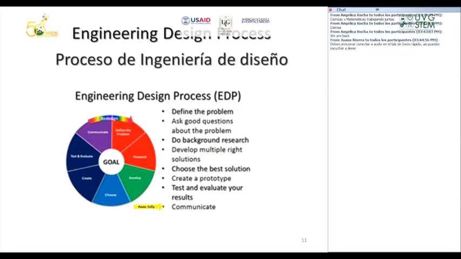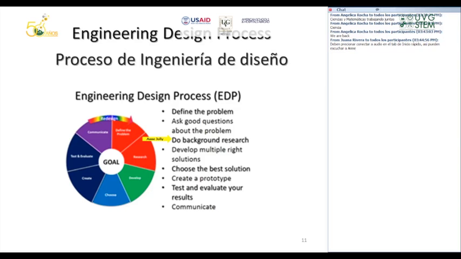Now, this process is not actually linear. You don't have to follow it in this order. You might actually develop multiple right solutions and then go back and do some background research to see which is better, that sort of thing. So you just want to understand that while it looks very linear, it's not really. This is just a way of helping students learn to think like an engineer.